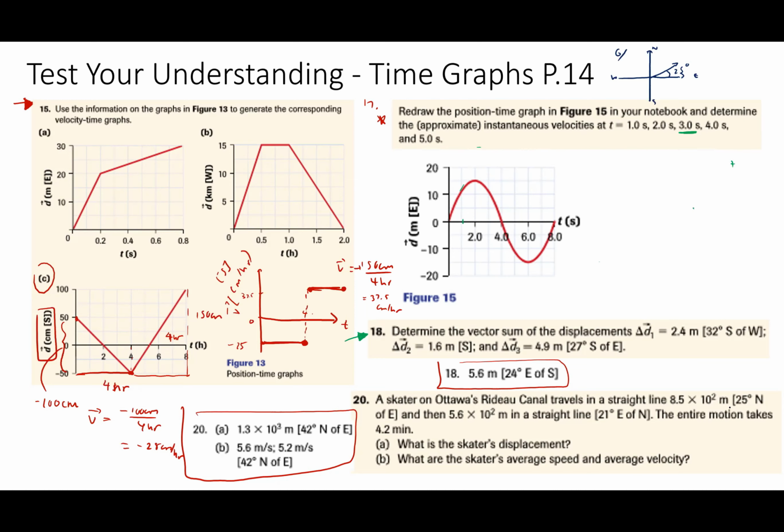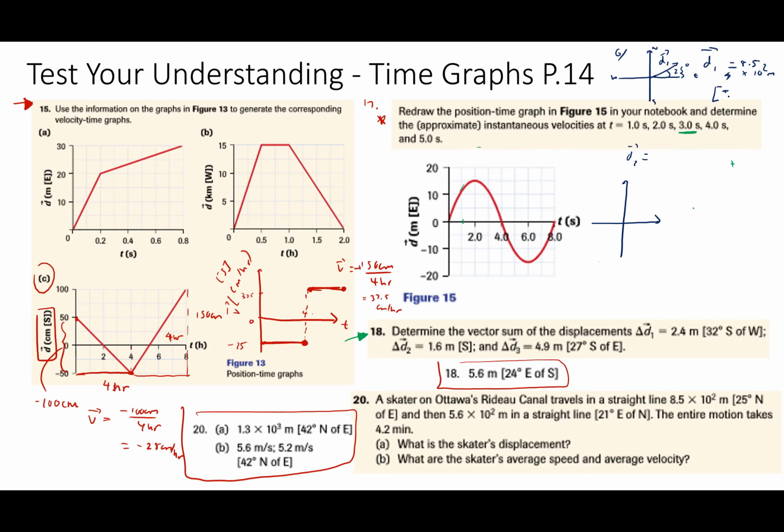In essence, the skater is going, this is a position of the skater. We'll call this D1. And what I'm doing is I'm trying to employ the grass method, right? So the position here is 8.5 times 10 to the power 2 meters, and this is going 25 degrees north of east, right? And we're also given that his or her second position is 5.6 times 10 to the power 2 meters in a straight line, 21 degrees east of north. Okay, so 21 degrees east of north, we'll just look at the vector quantity here. So we'll call this D1 actually. But I would really recommend using the grass method.